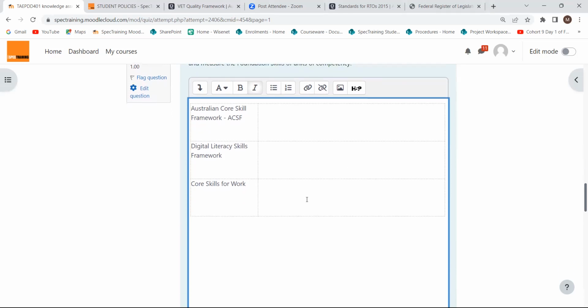Okay, core skills for work. You can certainly type into Google core skills for work and see what comes up. But essentially, this looks at, as the name states, what are the core functions or abilities that a candidate or someone going through a qualification in the VET sector would need in order to be able to work effectively. Okay, so you can definitely go to Google, type in core skills for work, and see what comes up.